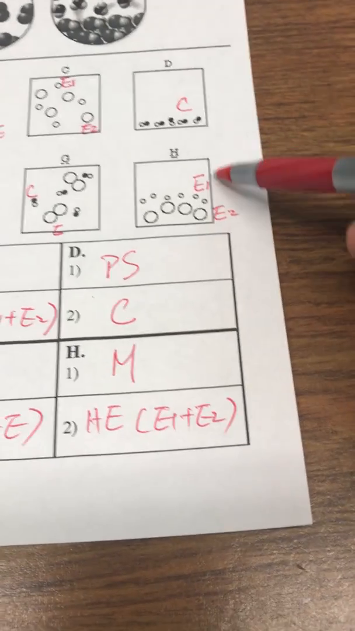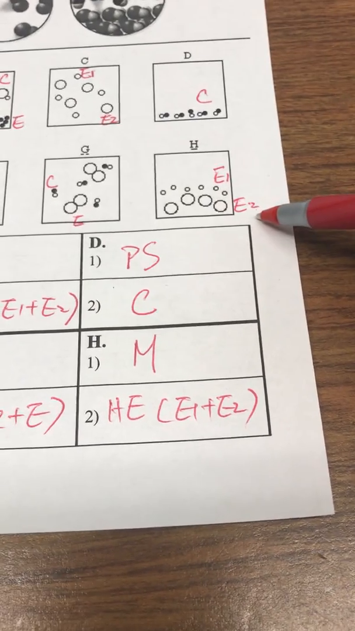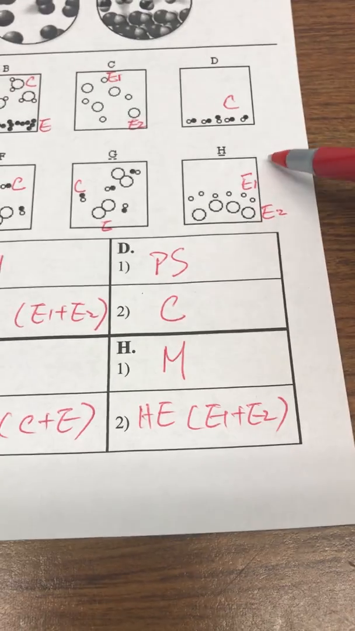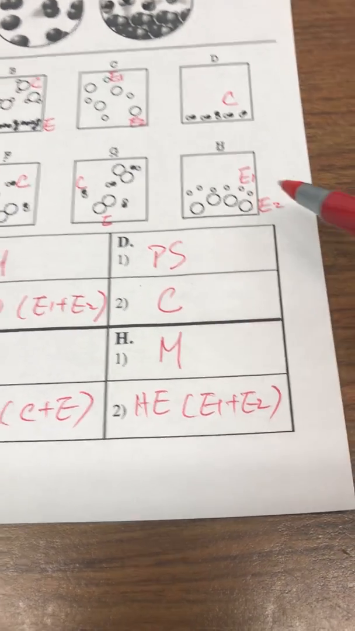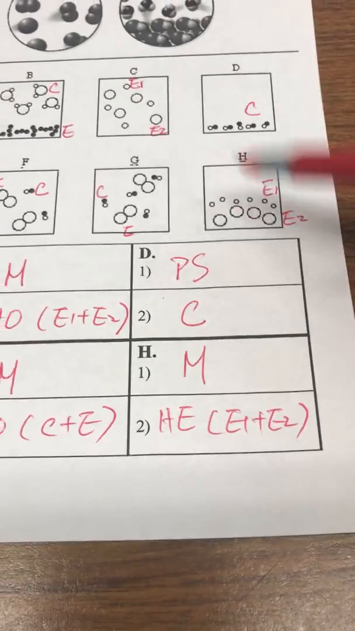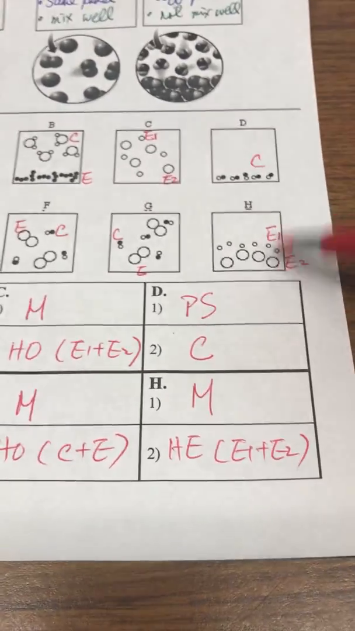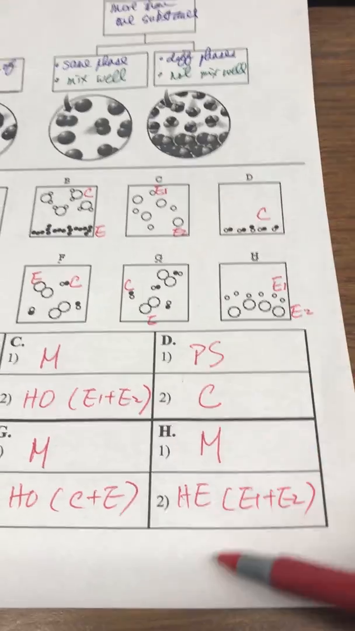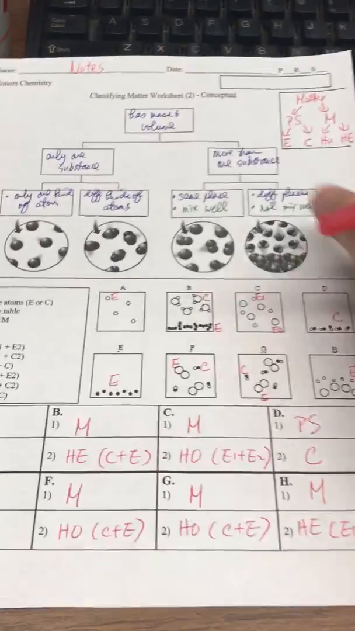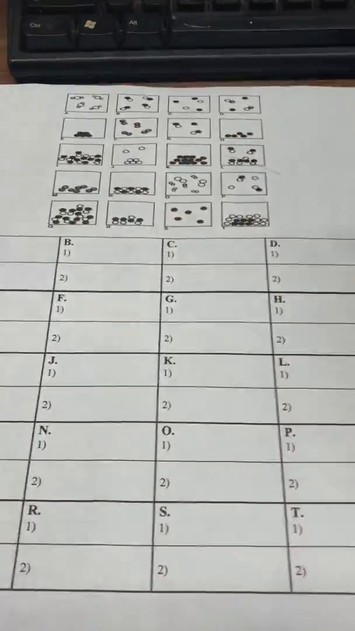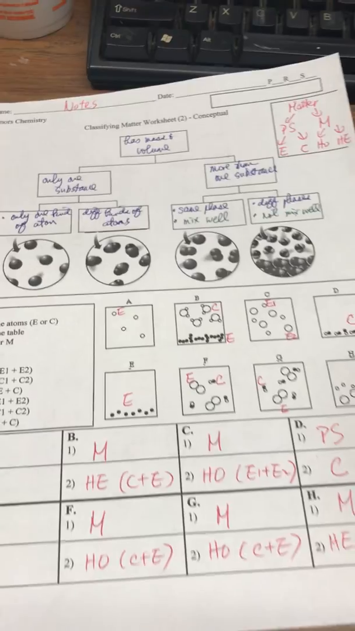And finally, the small ball is E, the white ball is also E, but they are not the same type, so we label E1 and E2. And so this is a mixture of E1, E2. And what kind of mixture? You see that they don't mix well. These are two different phases. So that would be a heterogeneous mixture of element 1 and element 2. And then the back page will be the same thing. We're going to do the same thing on the back page. So that's it.